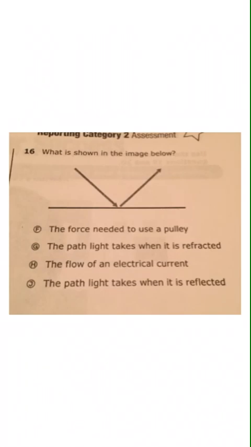Number 16. What is shown in the image below? F, the force needed to use a pulley. G, the path light takes when it is refracted. H, the flow of an electrical current. J, the path light takes when it is reflected.